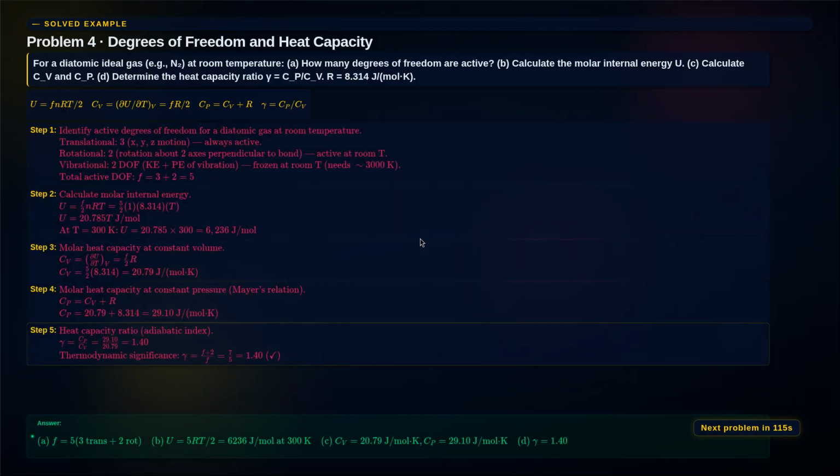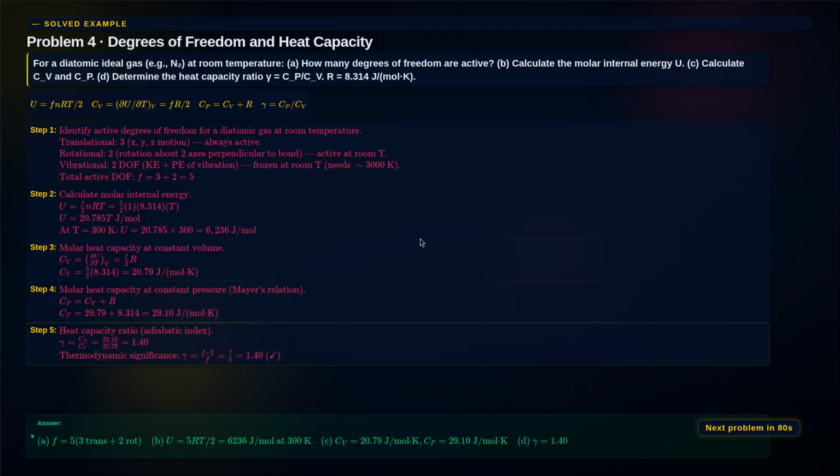Problem 4. Degrees of freedom and heat capacity. For a diatomic ideal gas like nitrogen at room temperature, determine the active degrees of freedom. Calculate the molar internal energy, calculate CV and CP, and determine the heat capacity ratio gamma. Step 1. Identify the active degrees of freedom. A diatomic molecule has 3 translational and 2 rotational degrees of freedom at room temperature. The vibrational mode is frozen, so f equals 5.